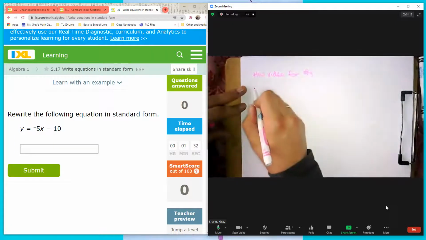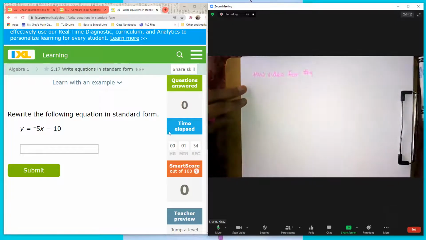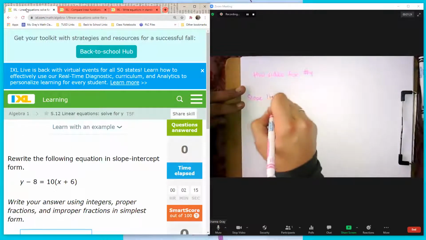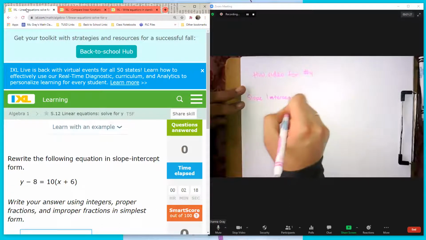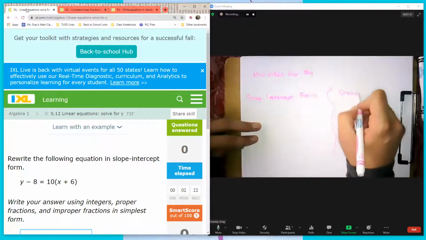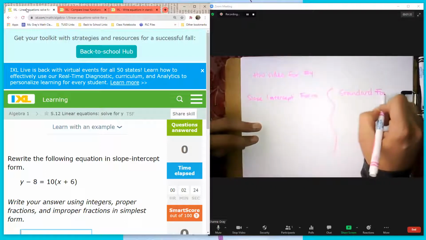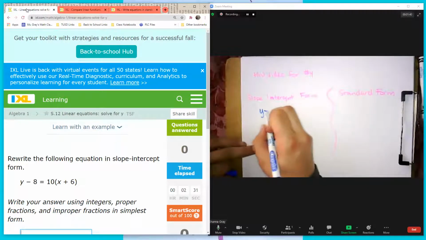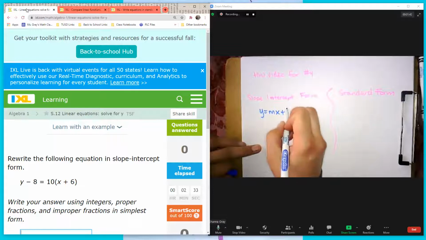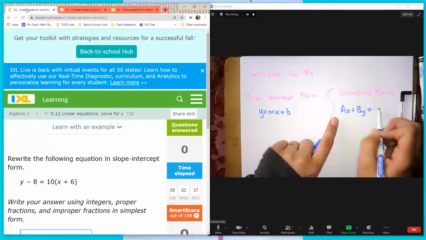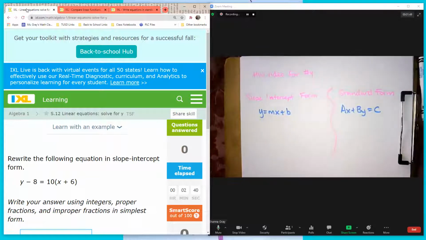And so the first topic I want to talk about, I'm going to give you just a little bit of notes on slope-intercept form versus standard form. So slope-intercept form we've talked about before. That's y equals mx plus b. And then standard form, I think I might have mentioned once, is ax plus by equals c.